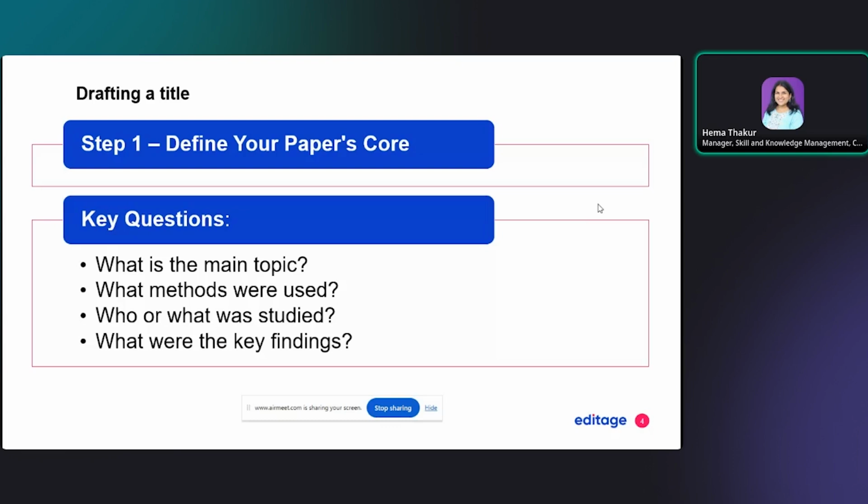So let's take a case study. All right, let's say my study is about intervention X or some therapy for patients with dementia in terms of their cognitive function improvement. And I have studied this using a randomized control trial design. So if I answer these questions, what is the main topic? Intervention X as a therapy. Methods used? Randomized control trial. Who or what was studied? Patients with dementia. And what was the key finding? Let's say I found that it actually improved cognitive function. So I have the answers to these questions written down.